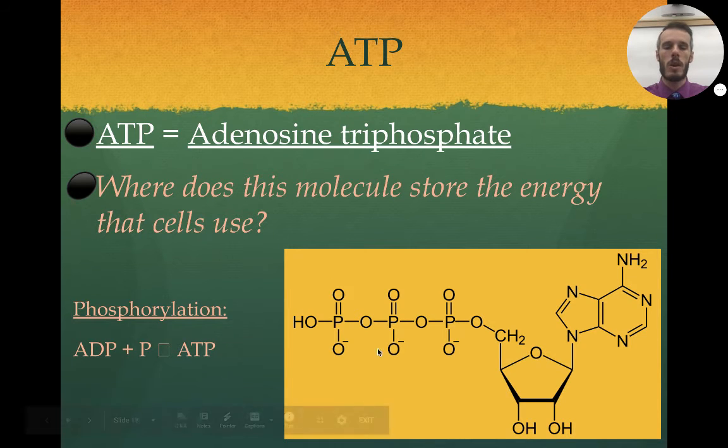In order to build up ATP from ADP, it involves adding that phosphate here. So energy is put in an anabolic reaction called phosphorylation to build the ATP, and then ATP is broken down in a catabolic reaction to release that energy.